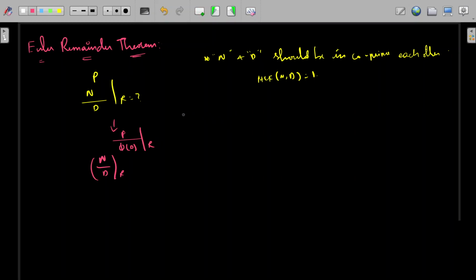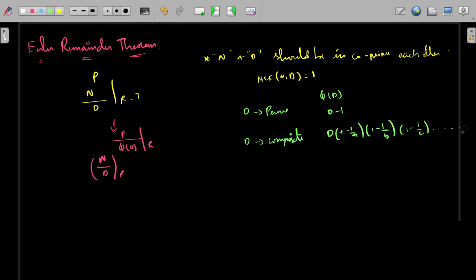Okay, so we already know if d is prime, then the Euler number of d is nothing but d minus 1. If d is composite, it is d into (1 minus 1 by a) into (1 minus 1 by b) into (1 minus 1 by c), and it keeps going based on the number of prime bases. These are the two different ways of finding the Euler totient number.